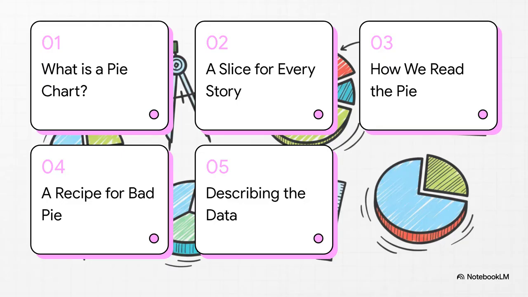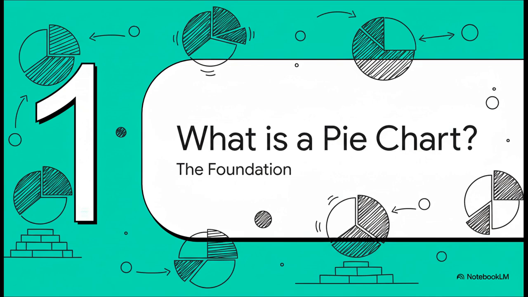So here's our game plan. First, we'll cover the basics. What even is a pie chart? Then we'll check out a few different types for different kinds of stories. After that, we'll get into the cool part, how our brains actually see these things. Then we'll look at the recipe for a truly bad pie. And finally, we'll learn how to talk about the data like a total pro. Okay, first things first. Let's start at the very beginning.